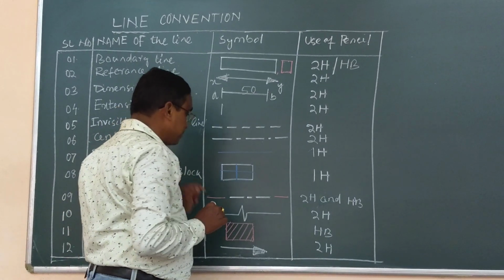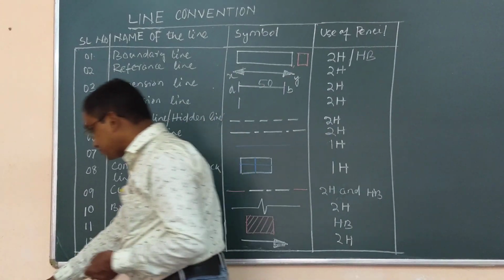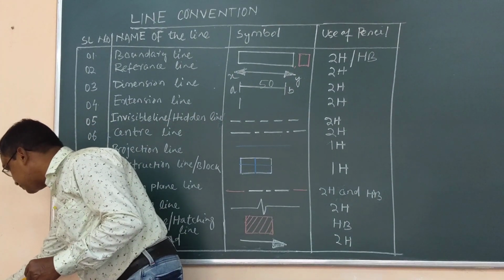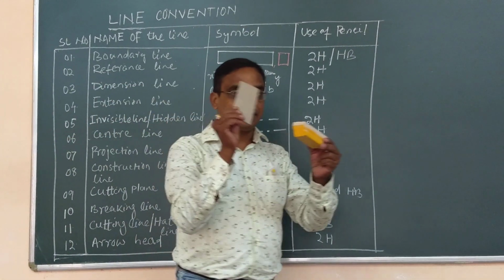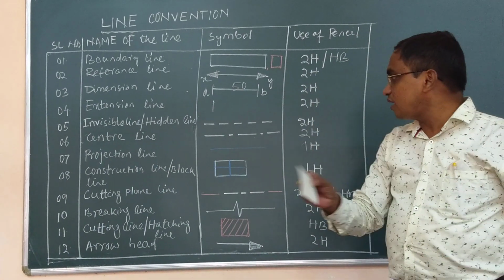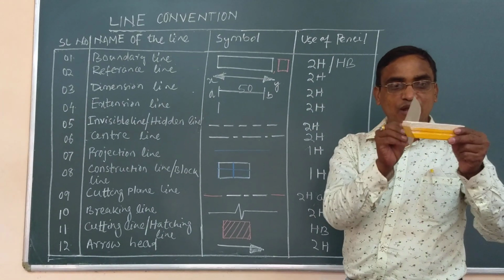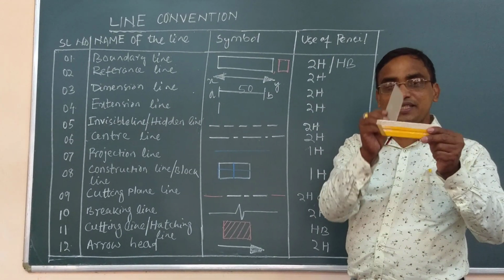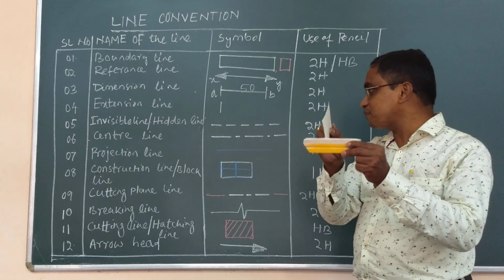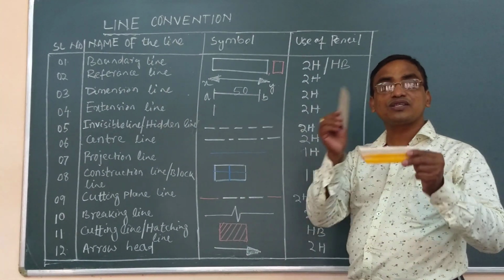Cutting plane line means, suppose this is the duster and I want to cut it with the help of a saw. This saw is the cutting plane line. I want to cut it. And in engineering drawing, that cutting plane line is drawn like this, which indicates the saw shape.